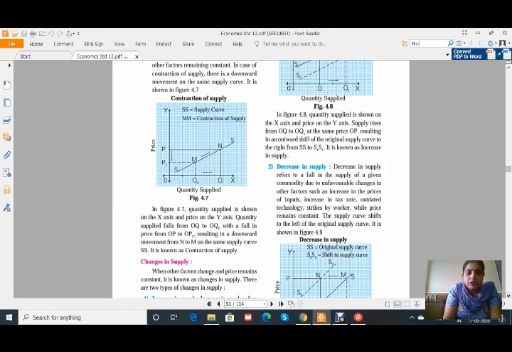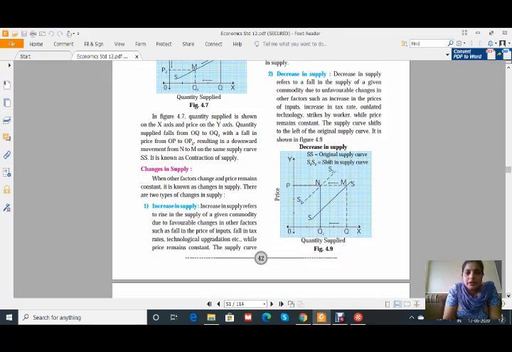The next one is changes in supply. Now here the price remains the same, but the other factors that affect the supply will change, and the resulting supply curve will change. So the very first is increase in supply.